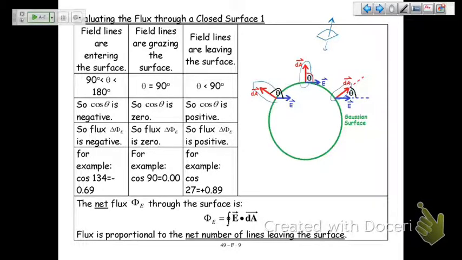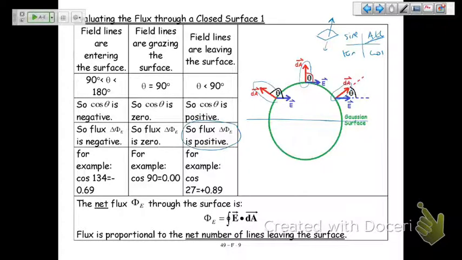Then there are three possibilities. There's a situation where the angle between my area vector and my electric field is less than 90 degrees. If I think back about the math, what that means is that my flux will be positive, because it's a cosine. Remember the all, sine, tan, cos for the quadrants? I think I did that right. So for less than 90, your cosine is positive, yeah?